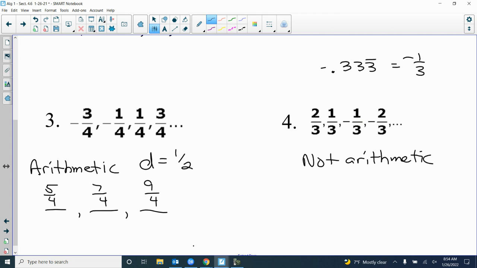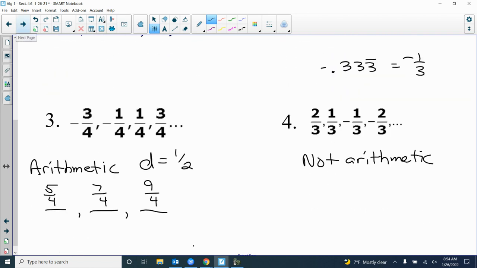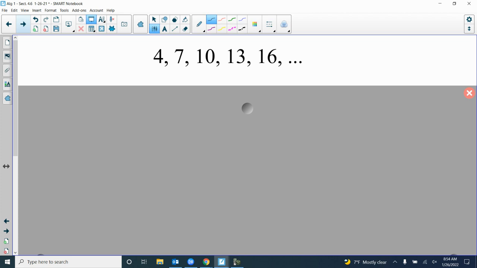All right, so you got to determine whether it's arithmetic, and then if it is, you got to find those next 3 terms. All right, flip it over on the back. Now I'm going to build this up. This isn't on your guided notes, but just pay attention. First of all, is that arithmetic? 4, 7, 10, 13, 16. Goes up by what? 3. Common difference is 3.